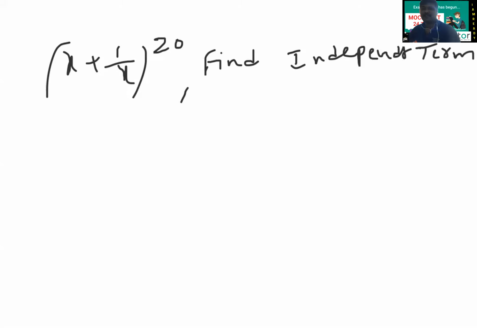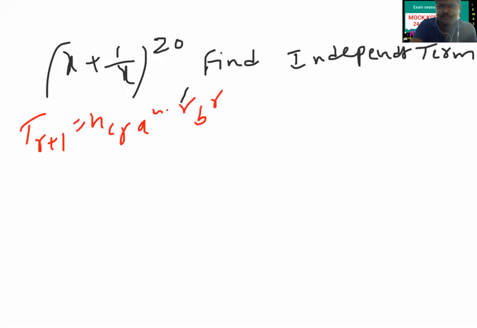If you expand, you will get 21 terms. Then you can say which term it is, but writing 21 terms is very difficult. So how to solve this directly? The T(R plus 1) formula: nCR a power n minus R, b power R. n means 20, R we don't know. a means x power 20 minus R. b means (1/x) whole power R.